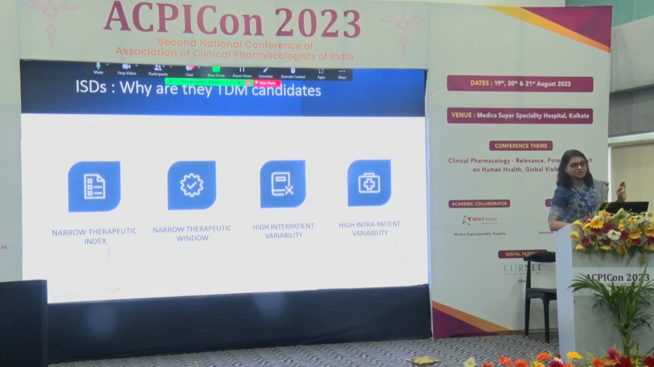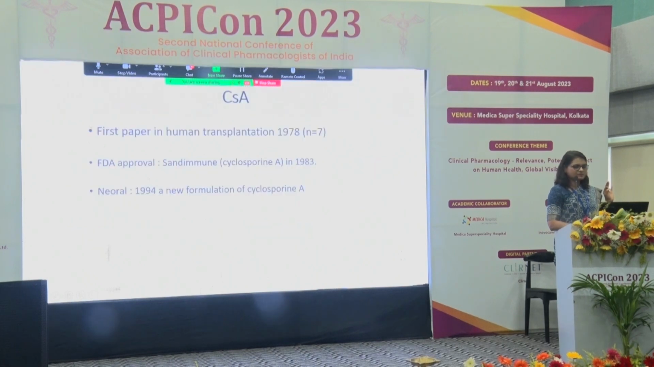And for interpatient variability, the pharmacogenomics of the patient plays a lot of role, especially in the context of tacrolimus, which is the CYP3A5. We'll see some of them.